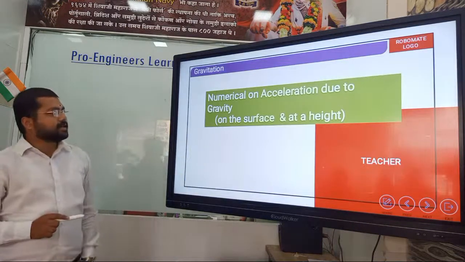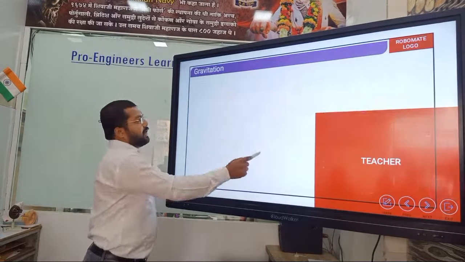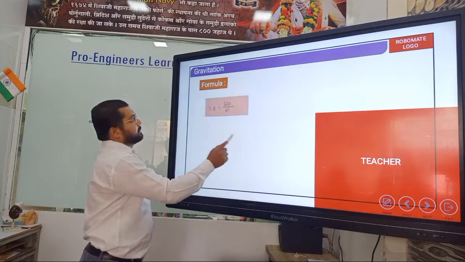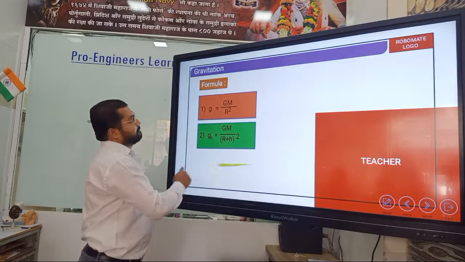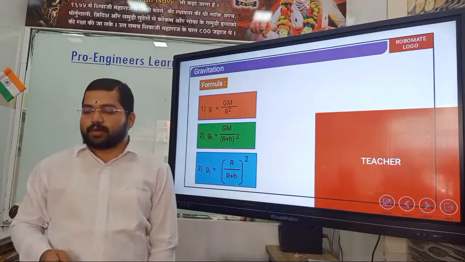Numericals on acceleration due to gravity on the surface and at height. So these are the three formulas. Please note down the three formulas.